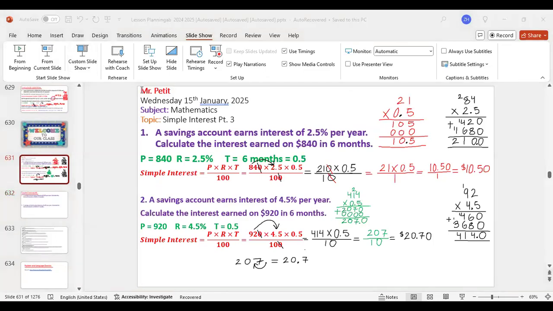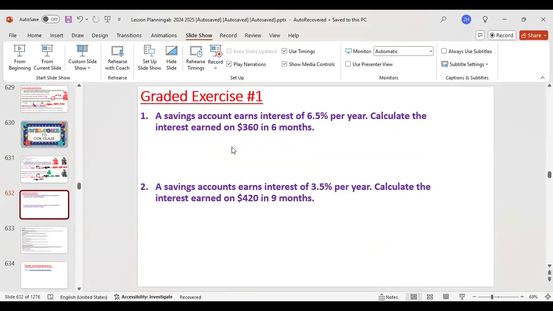Go ahead. I'm on number 2 on the graded assignment, and I don't understand. No problem. Remember what we said about 9 months? What did we say about 9 months? It's 75, 3/4. 9 months is going to be 3/4, which is 75%, 0.75. Okay, thank you. No problem. So use 0.75 for the second one.